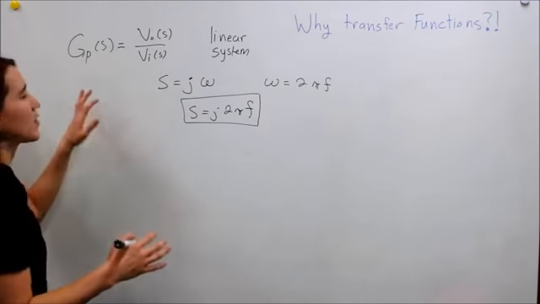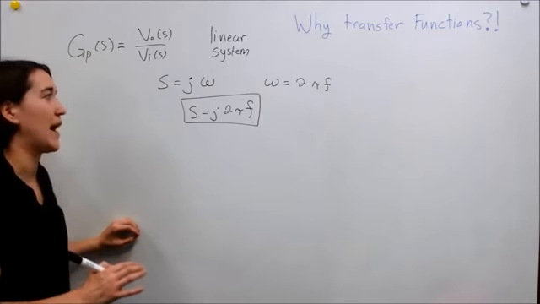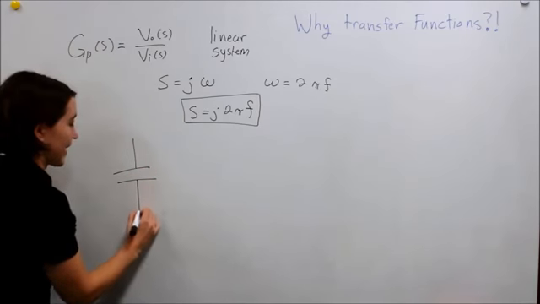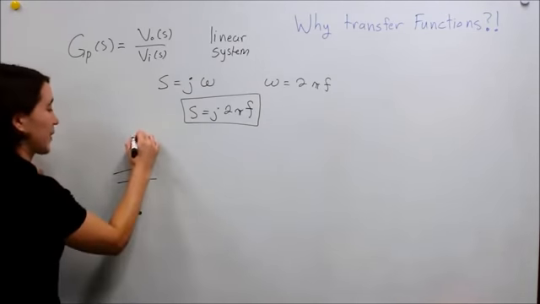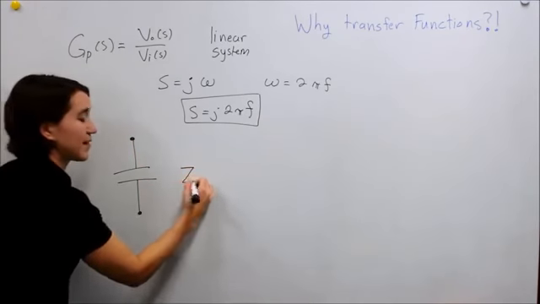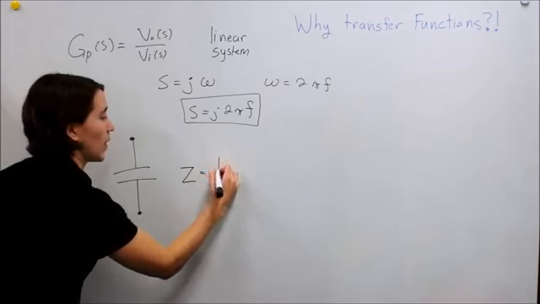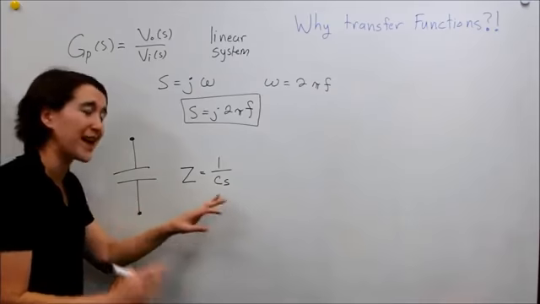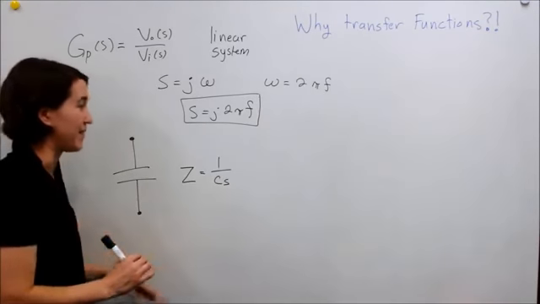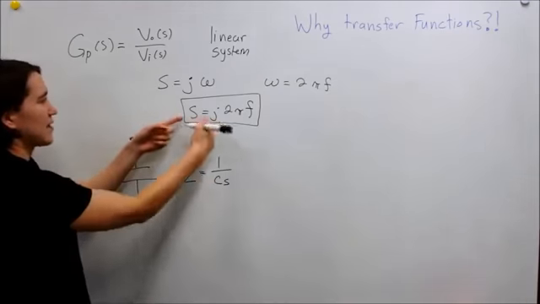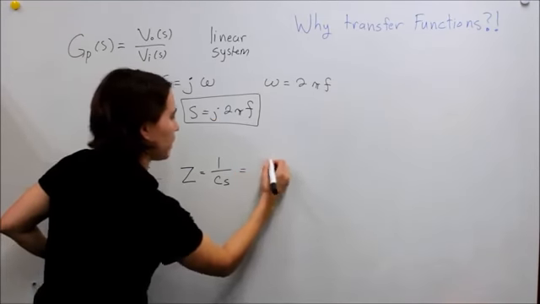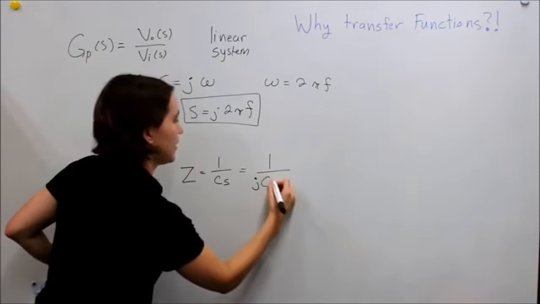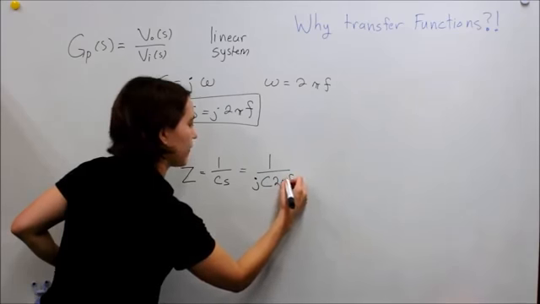Let's go back to one of our simple examples and look at how we can use this. Okay, so we're going to go back to our capacitor. I'm not going to rederive everything, but if you recall, the impedance of this capacitor is going to be 1 over CS. If you don't remember that, go back to one of the earlier videos where we derived that. So let's just plug this in here and think about it. So 1 over C, and then S, we're going to move it to the front, j 2 pi f.